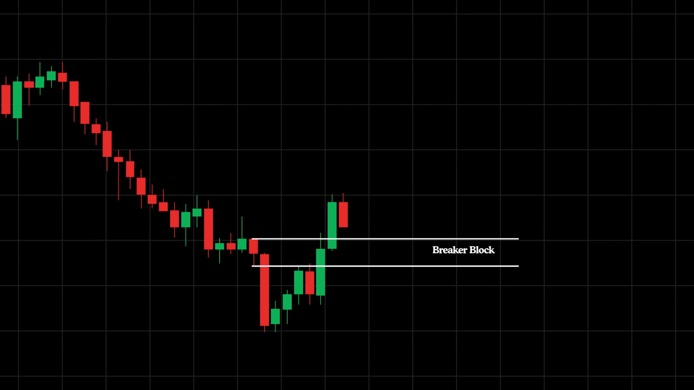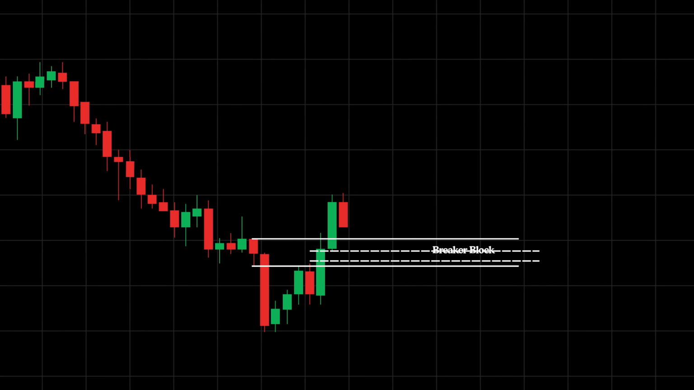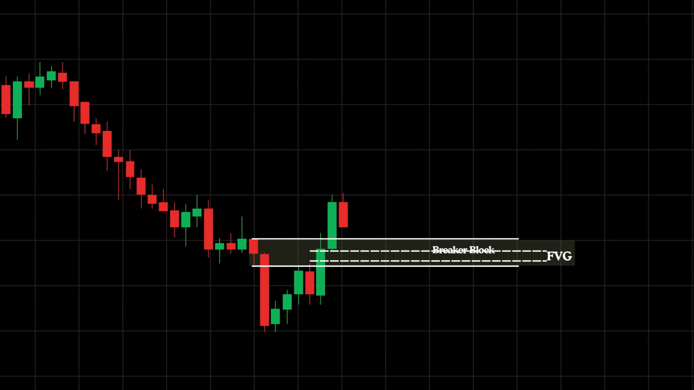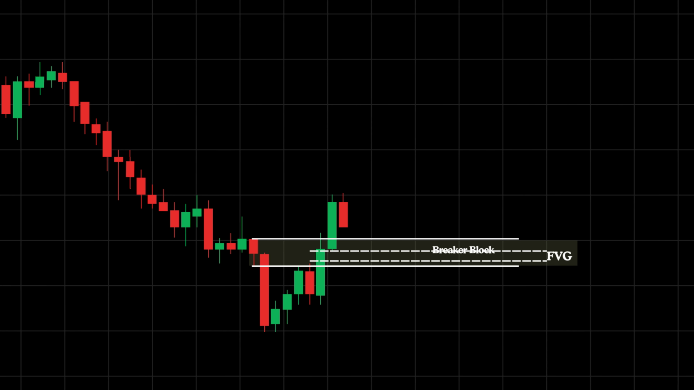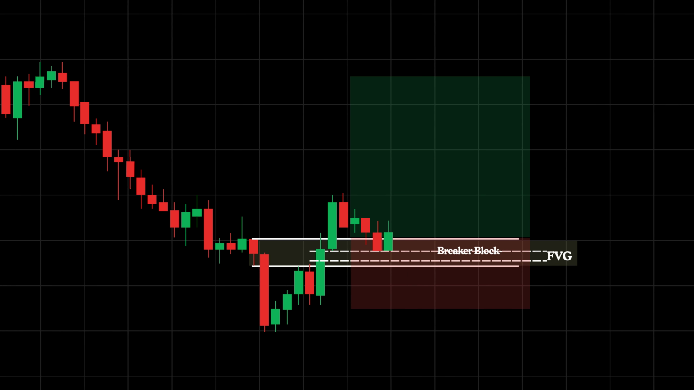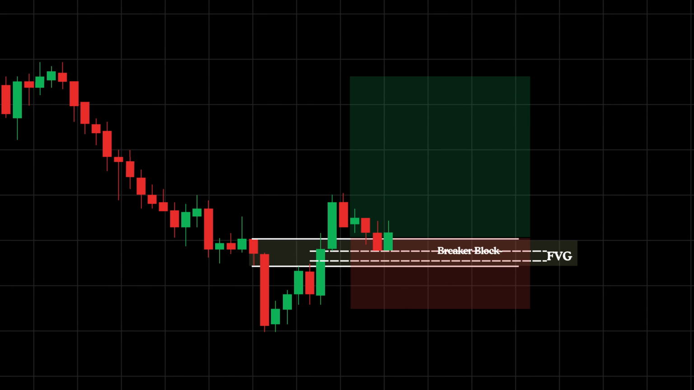Now observe how the market has created an overlapping breaker block and FVG zone. This combination forms a high confluence zone offering a strong setup for a reversal entry. Our plan remains simple: enter at the beginning of this high confluence zone and place your stop loss just below it to shield against sudden movements.